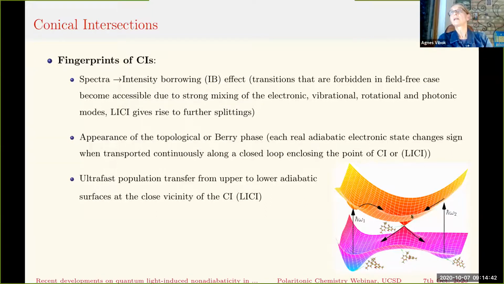Well known, and then as a consequence of this sign change of the adiabatic electronic wave function, the Berry phase or topological phase will appear in the system. The third one in the dynamics is the ultrafast population transfer, which I mentioned. In the close vicinity of the conical intersection, there is a very efficient population transfer. We can see the fingerprint also in the dissociation, the fragmentation. I will show some examples later on.